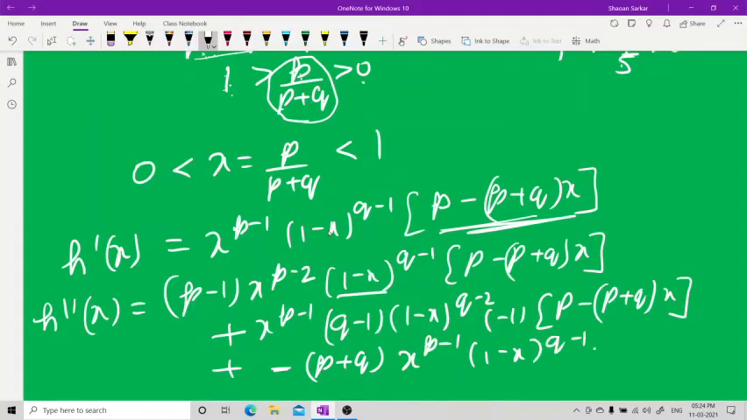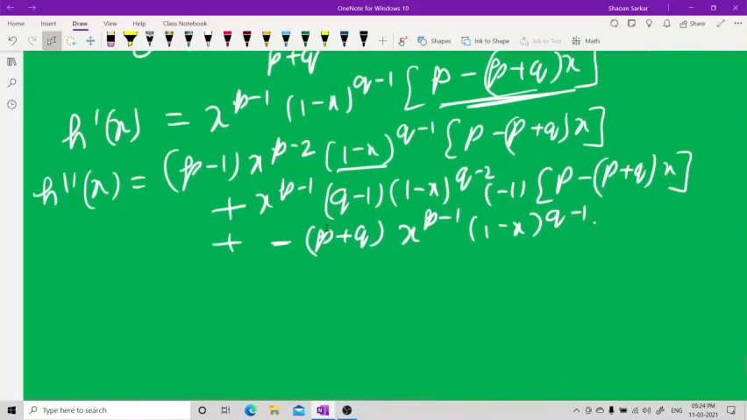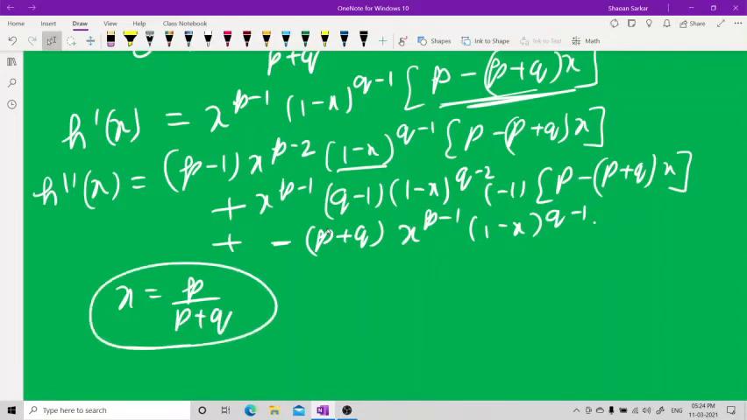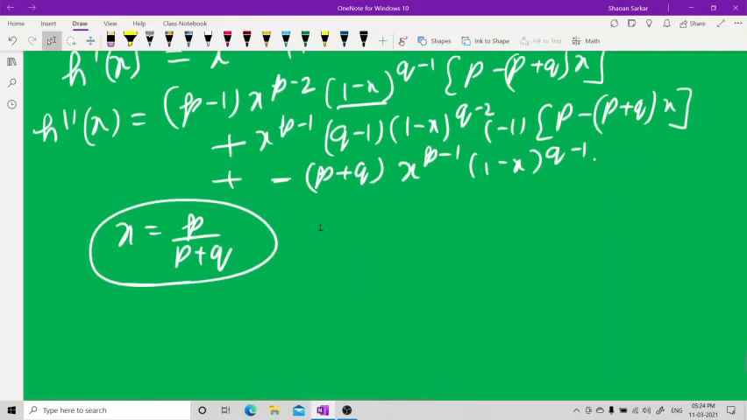Now at this point, because I have to check only, I have to check at x equal to p upon p plus q. I have to check at this point. This is the point. Therefore, this point is a stationary point. Let me write: is a stationary point. Stationary point.